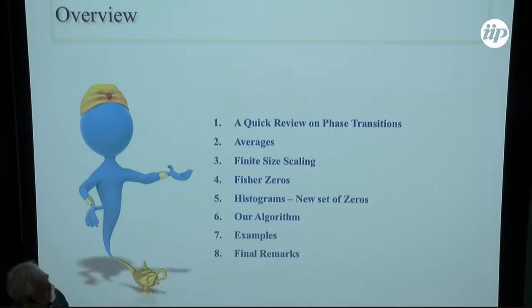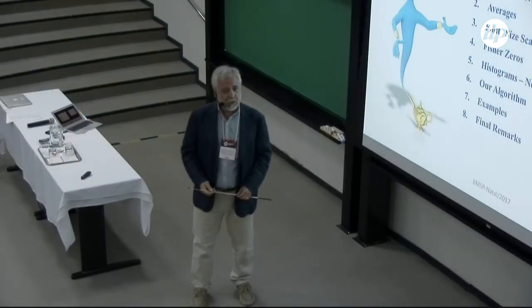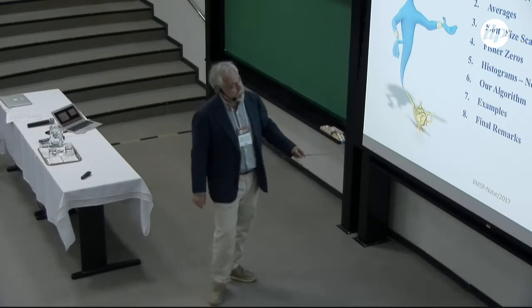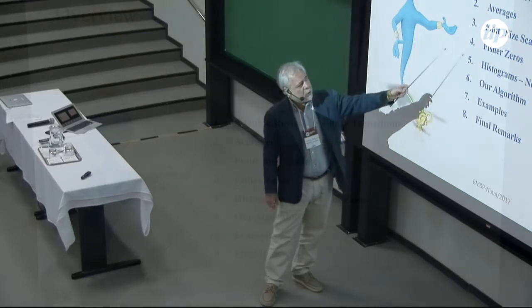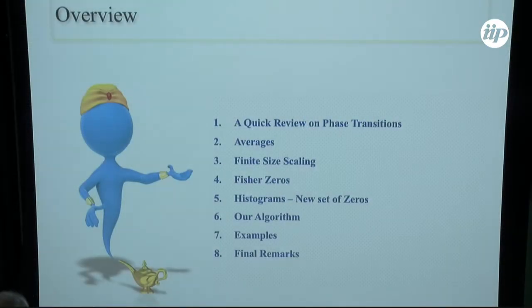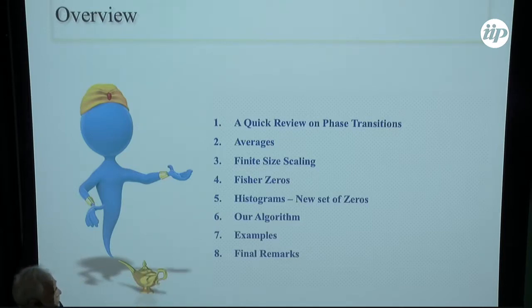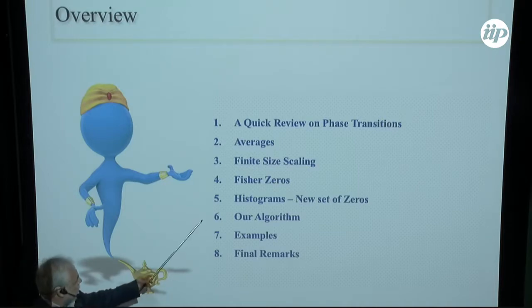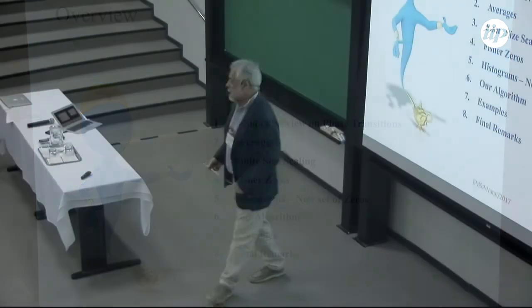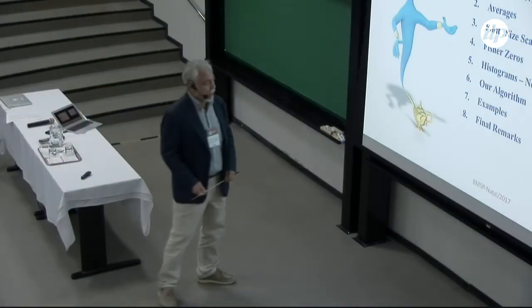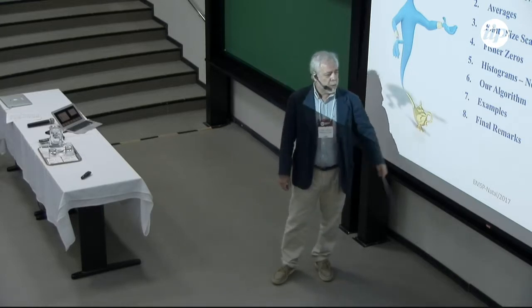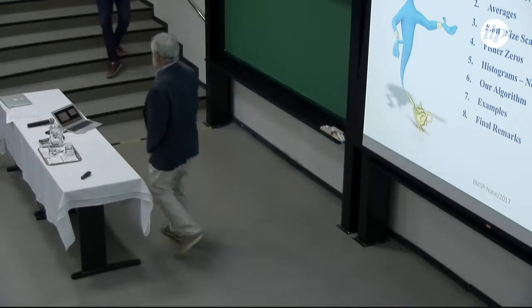So first, a quick overview. I will review some important aspects of phase transitions to understand our algorithm, how to calculate averages, very quickly finite size scaling, and something about the Fisher zeros, which our algorithm will be based on, some ideas about histograms, and we'll define a new set of zeros. And then finally, we'll present our algorithms, some examples, some troubles we had and the solution to the troubles, and some final remarks.